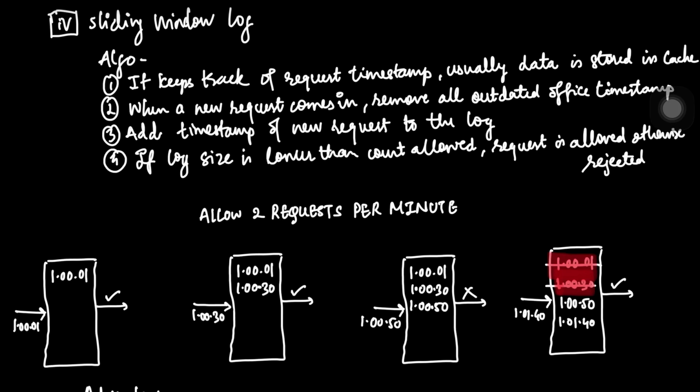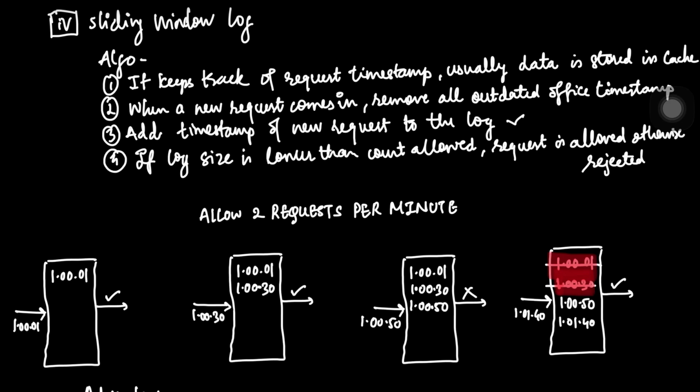What we do is we log the timestamp of every request. So whenever a new request comes in, the first thing we do is remove all outdated timestamps that are older than our window, and at the end we add the timestamp to our log, and if our log size is still lower than our allowed count, we allow it, otherwise it's a reject.